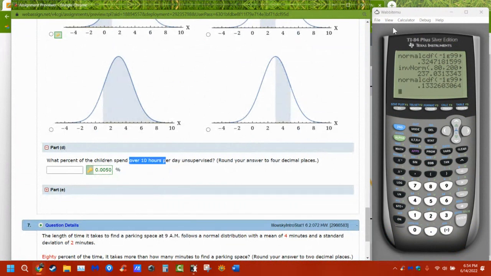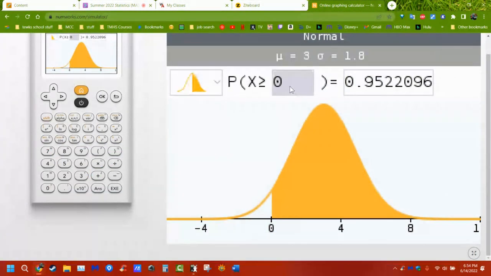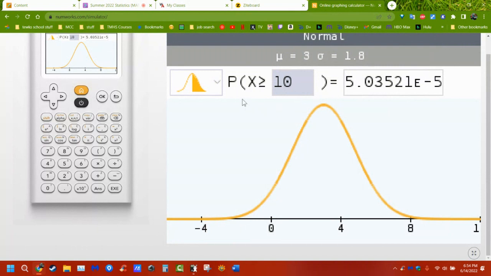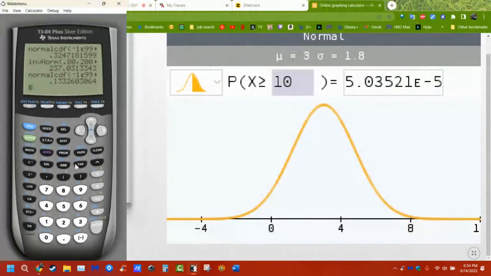What percent spend over 10 hours? Well, again, I can come back to this one here. If I hit enter, I'm going to do over, and I'm going to type in 10. And I get 5.035 e to the negative 5. This means times 10 to the negative fifth power. It means I have to move this decimal point five places: 1, 2, 3, 4, 5, add some zeros. So I get 0.00005. You can see that there's no chance of that happening. There's nothing shaded here. On this calculator, we have the same thing. I'm going to go to normal CDF.